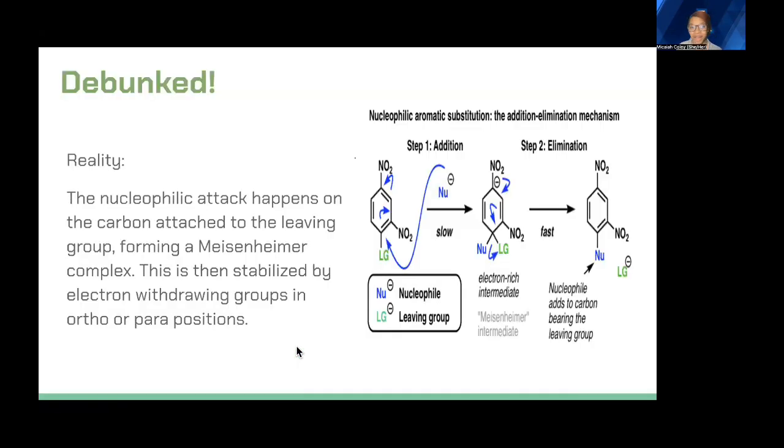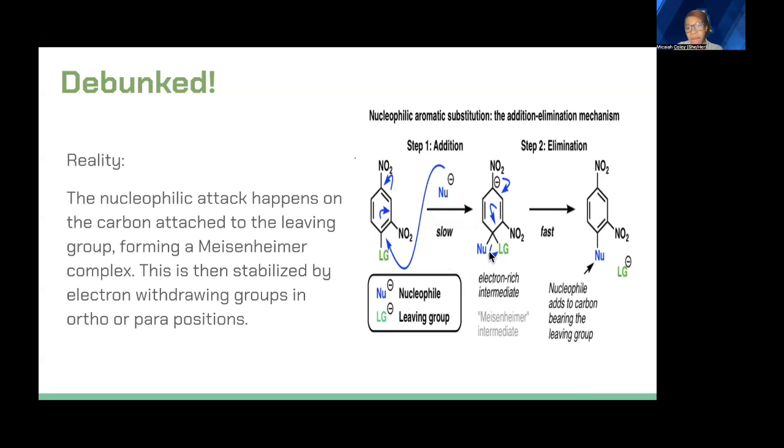This has been debunked. The nucleophilic attack happens on the carbon attached to the leaving group, forming a Meisenheimer complex. This is then stabilized by the electron withdrawing groups in ortho or para positions. So in this example, we can see the nucleophile, hypothetically, going in and attacking this carbon that is attached to this leaving group, the LG, and then you have the delocalized electrons attacking this as well.